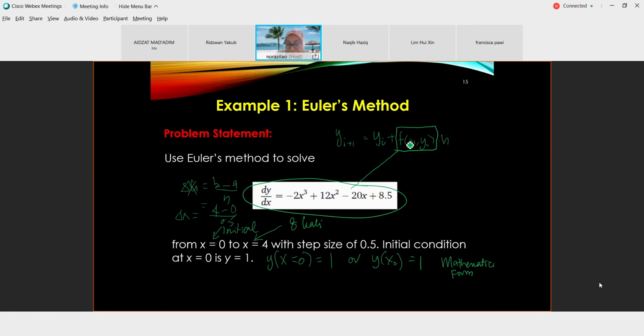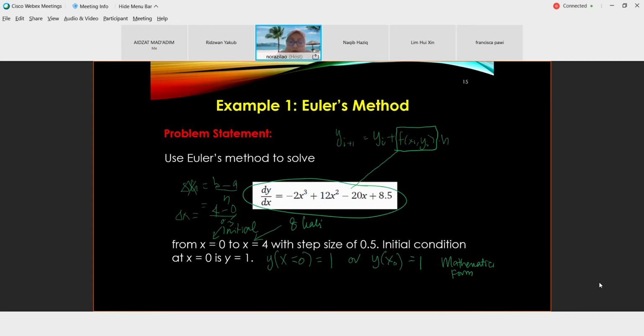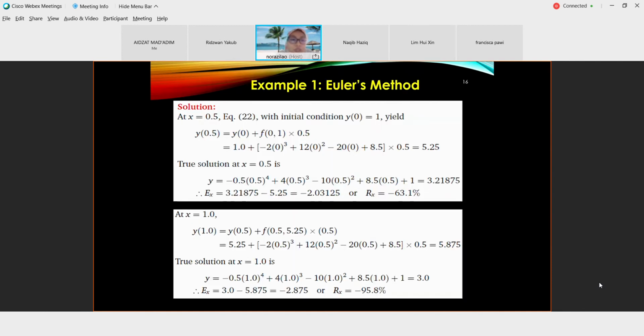So how can we start to solve the problem IVP using Euler method? Okay, sekarang kita tengok. We understand that we need to iterate 8 times. So first iteration at x equal to 0.5. Why 0.5? Because step size 0.5. From 0 to 0.5, from 0.5 to 1, from 1 to 1.5. Okay, so kita start dengan x equal 0.5.